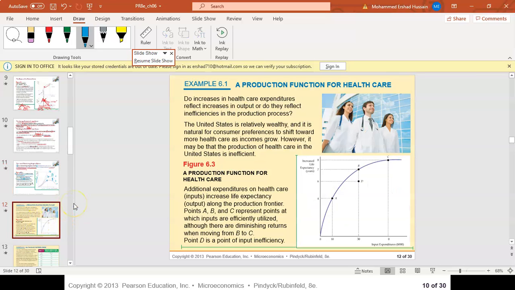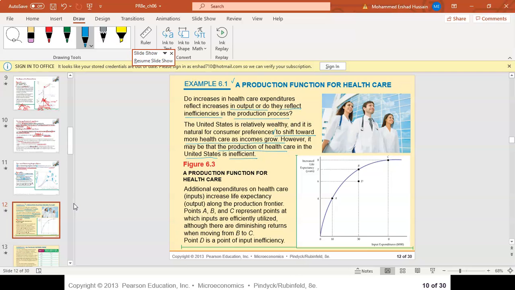Now what about this example? Let us see a production function for healthcare. Do increases in healthcare expenditure reflect an increase in output, or do they reflect inefficiency in the production process? So let us see. The United States is relatively wealthy, and it is natural for consumer preferences to shift toward more healthcare as incomes grow. However, it may be that the production of healthcare in the United States is inefficient, right?